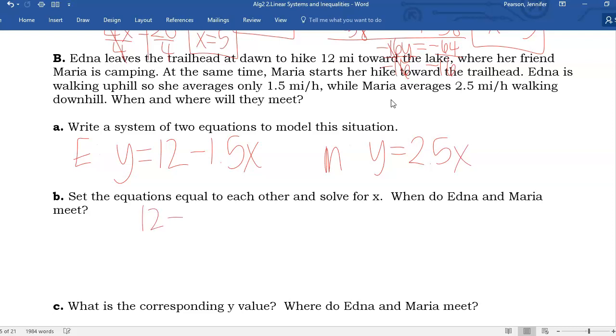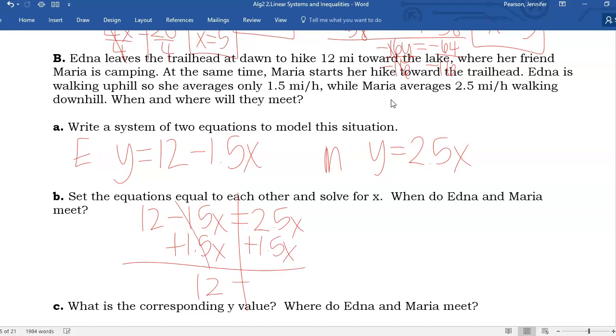We'll say 12 minus 1.5x equals 2.5x. So I will add 1.5x on both sides. 12 equals 1, 2, 3, 4x. Divide both sides by 4. And x is 3. So what that means is it will take them 3 hours of hiking before they run into each other.